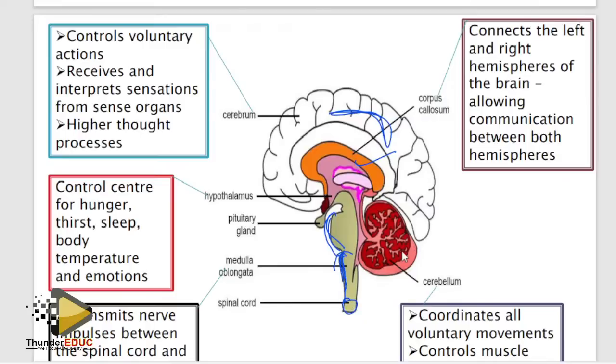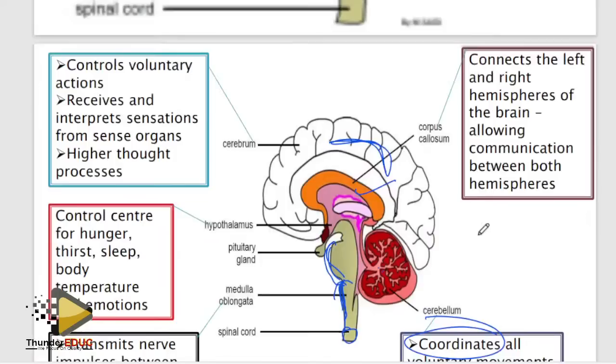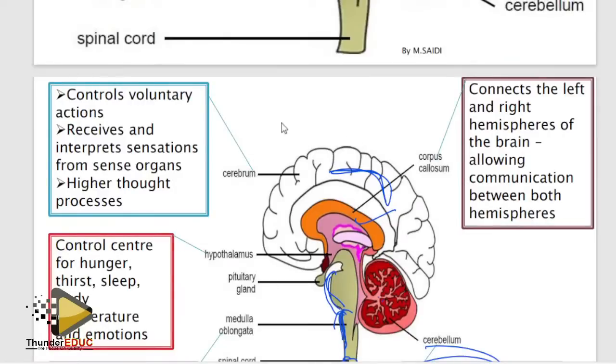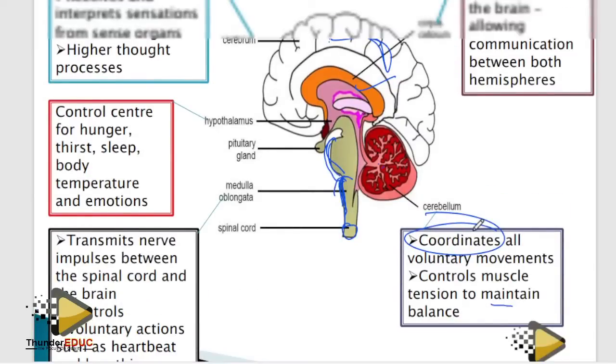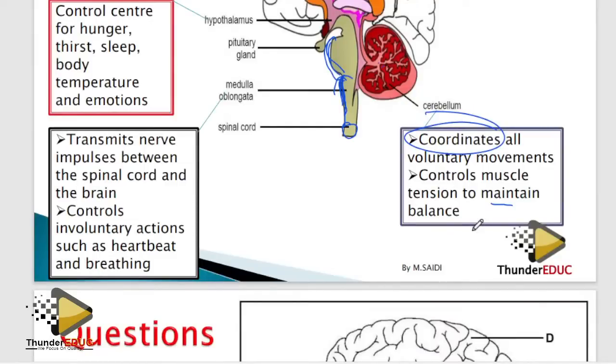This one, the cerebellum, coordinates all voluntary movements. It does not control voluntary actions, but it coordinates voluntary movements. It controls balance and muscle tone. You understand? What controls voluntary actions is the biggest part of the brain. So I think now you are getting it. Medulla oblongata is this one because it is next to the spinal cord, and the spinal cord is for involuntary actions. So you think about involuntary actions.